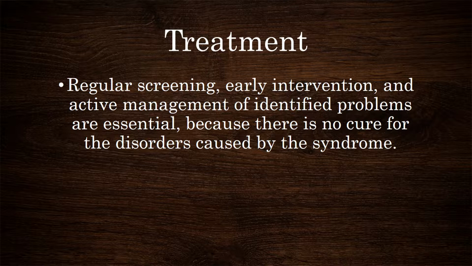The treatment for Down syndrome is regular screening, early intervention, and active management of identified problems, which are essential because there's no cure for the disorders caused by the syndrome. Surgery to correct cardiac abnormalities, gastrointestinal malformations, and craniofacial deviations have been used to prolong life, alleviate discomfort, and decrease the likelihood of further medical complications. Neck radiography should be performed before the child participates in any sports because of the risk for children with Down syndrome to have atlantoaxial instability.